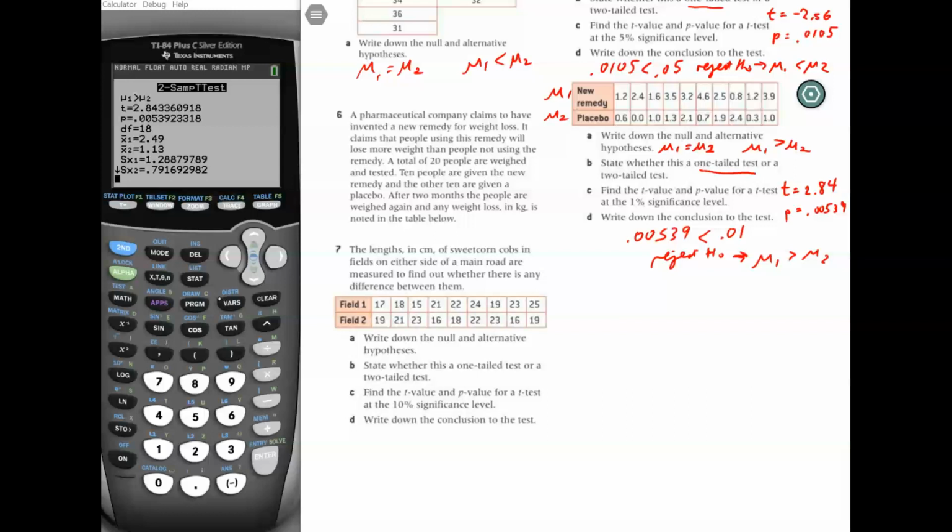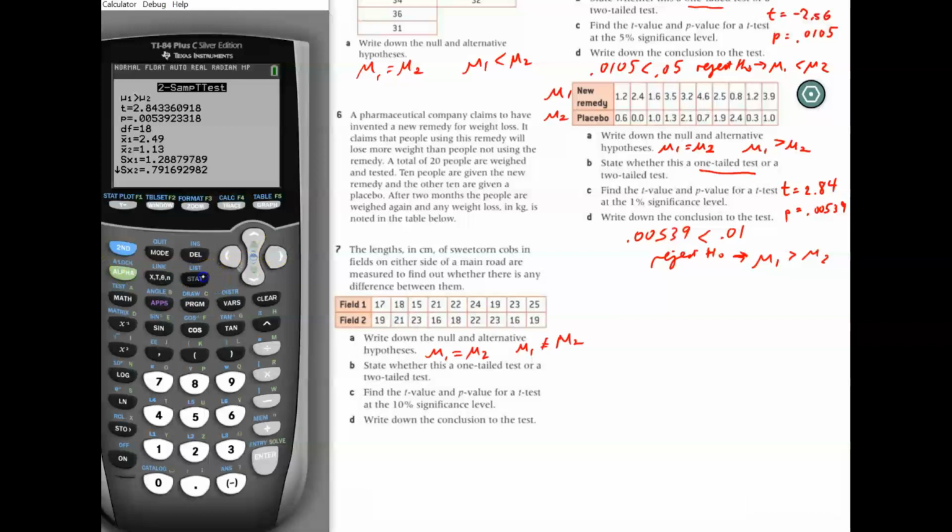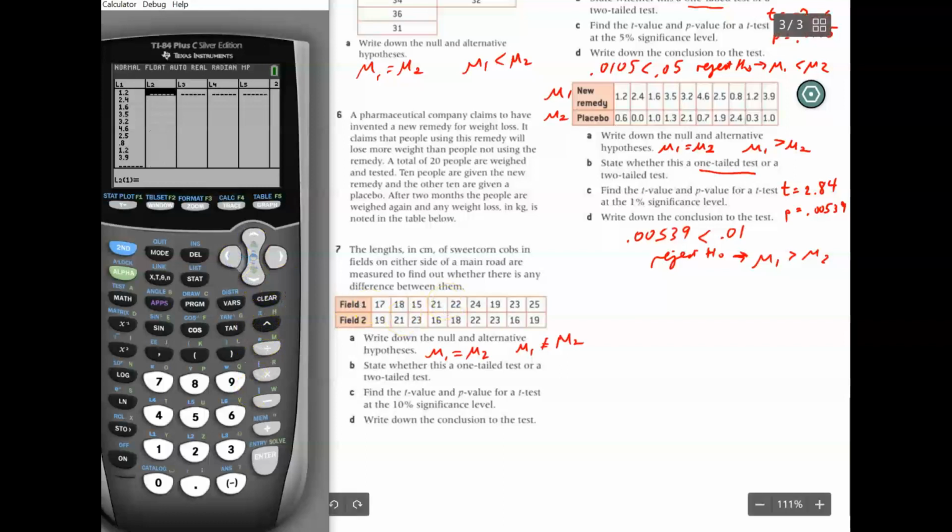The lengths in centimeters of sweet corn cobs in the field on either side of the main road are measured to find out whether there is any difference between them. So that sounds like the alternative hypothesis is just not equal to, right? Okay. And then I'm going to put these two populations in the calculator. By the way, when you fill this in the calculator, the easiest way to erase the list is to put the cursor on top of L2 and press clear. Don't press delete because that will delete the list. Anyway, I'm going to type these in and I'll be right back.